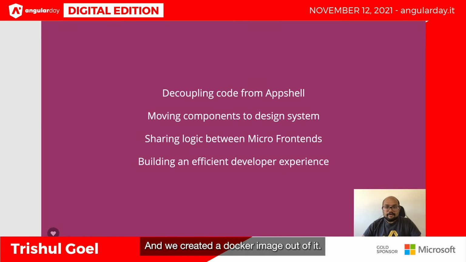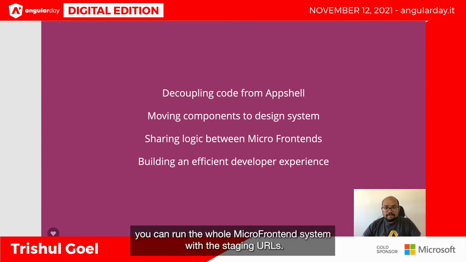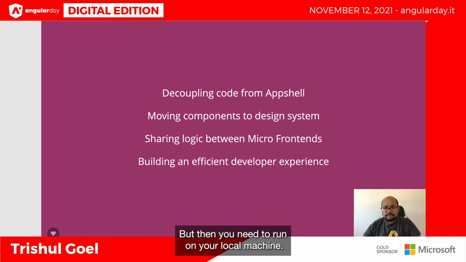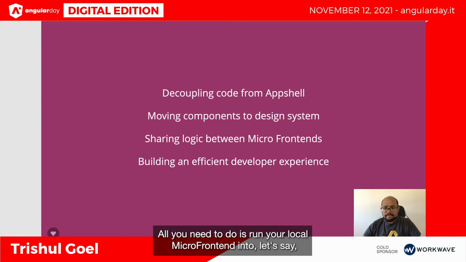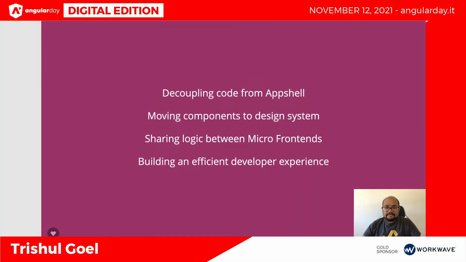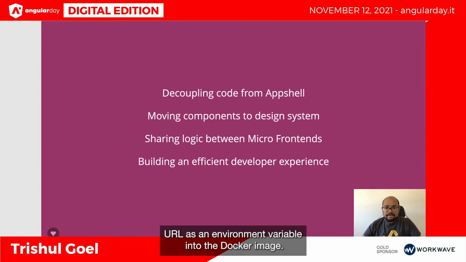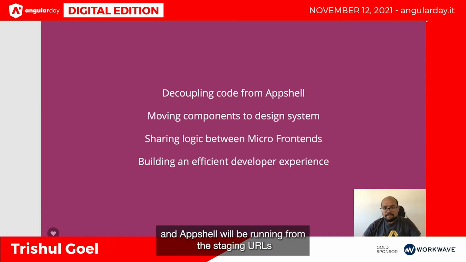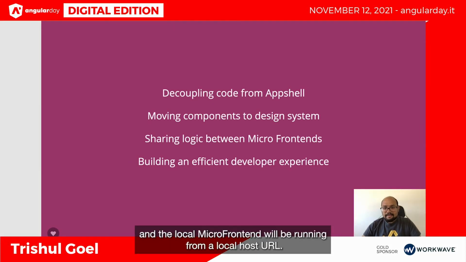And we created a Docker image out of it. With the Docker image, you can run the whole micro frontend system with the staging URLs, and it works standalone. But when you need to run on your local machine, all you need to do is run your local micro frontend on, let's say, localhost port 3000, and then pass this URL as an environment variable into this Docker image. So all the other micro frontends and Appshell will be running from the staging URL, and the local micro frontend will be running from your localhost URL.